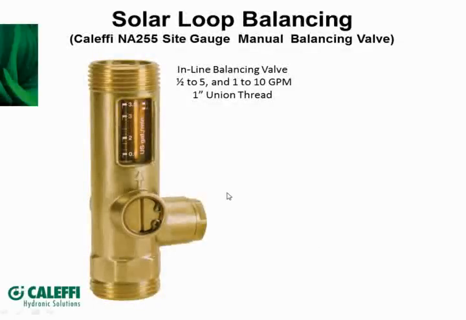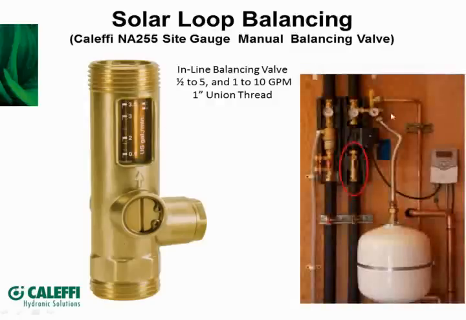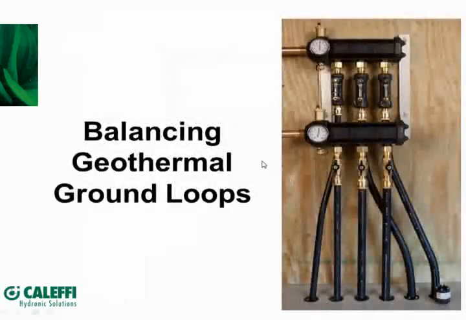Now, before I leave solar loop balancing, we do have a balancing valve used in our solar pumping stations. It also has a visual sight gauge and a slot where you can take your screwdriver and adjust the flow rate to dial in your prescribed flow on that solar loop that the pump is driving flow to.